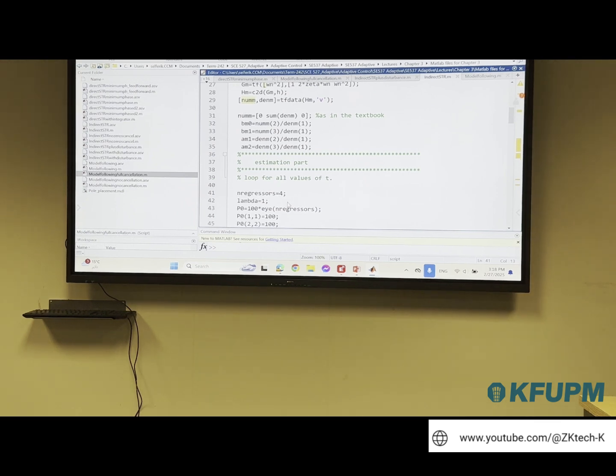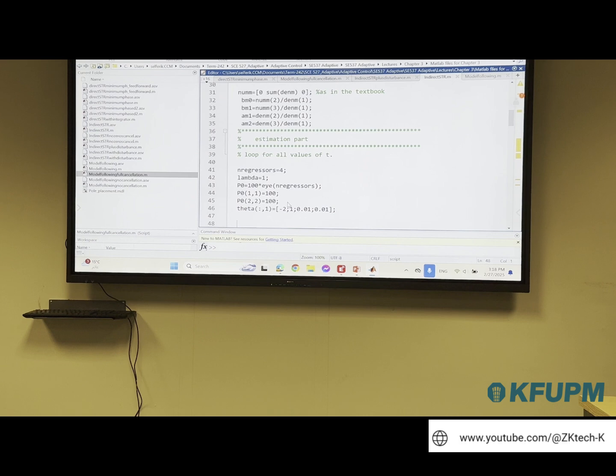Everybody understood why 4? 2 coefficients in the numerator and 2 coefficients in the denominator. So this is 4. I selected lambda equal to 1, which means that I'm not forgetting anything. So every value of time has exactly the same weight. I used P0 equal to 100. This is, we don't trust our initial guess. I have a little bit of trust. Not that big, but a little bit of trust. Otherwise, I need to take it very big.